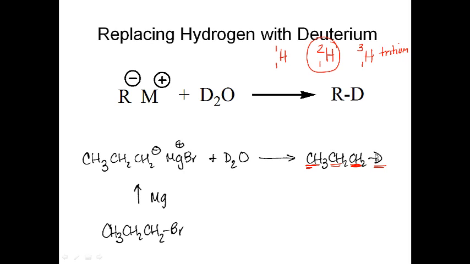So sometimes when we want to replace a hydrogen in a molecule with a deuterium, how do we do it? Well, we simply make our Grignard, so we would make our R-MgBr molecule, and then we would react it with water where all the hydrogens have been replaced with deuterium. This is sometimes called heavy water.